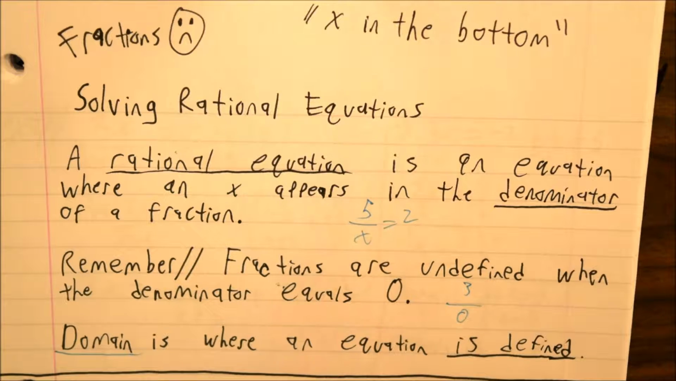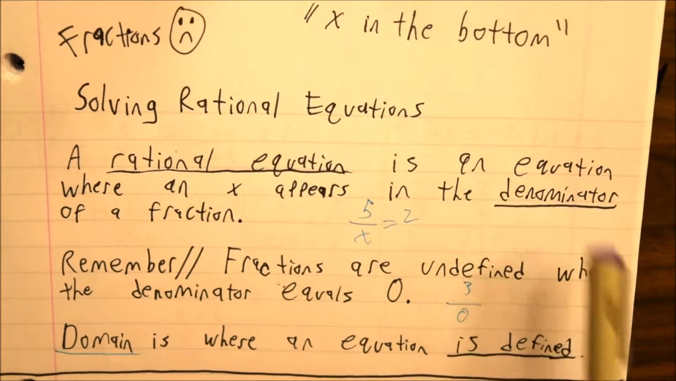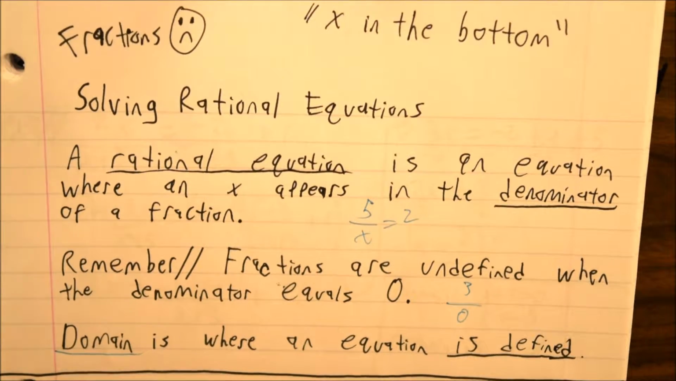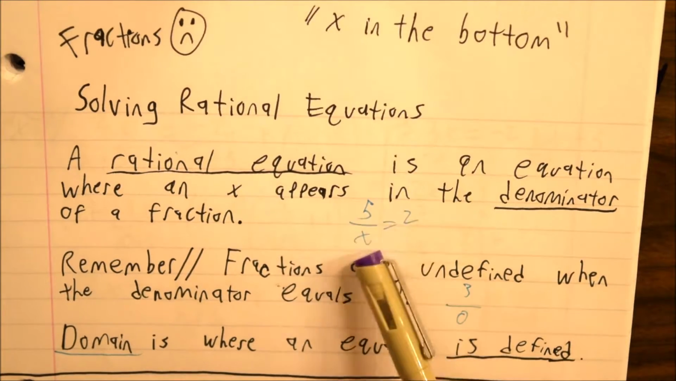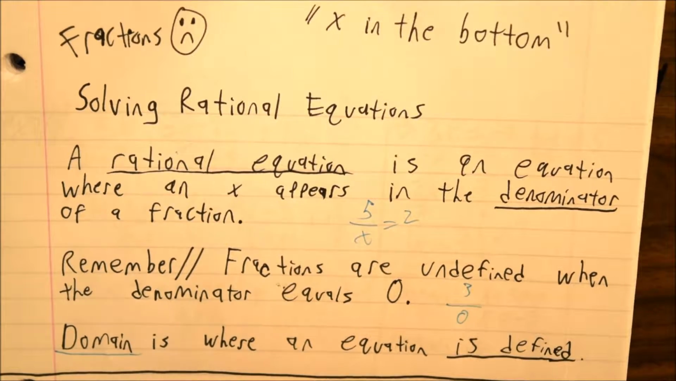So a rational equation is an equation where the x appears in the denominator of a fraction, right? Remember, the denominator is the bottom of a fraction. So for a quick little example, we've got something like 5 over x equal to 2. We see the x is in the bottom there, so that gives us a rational equation.